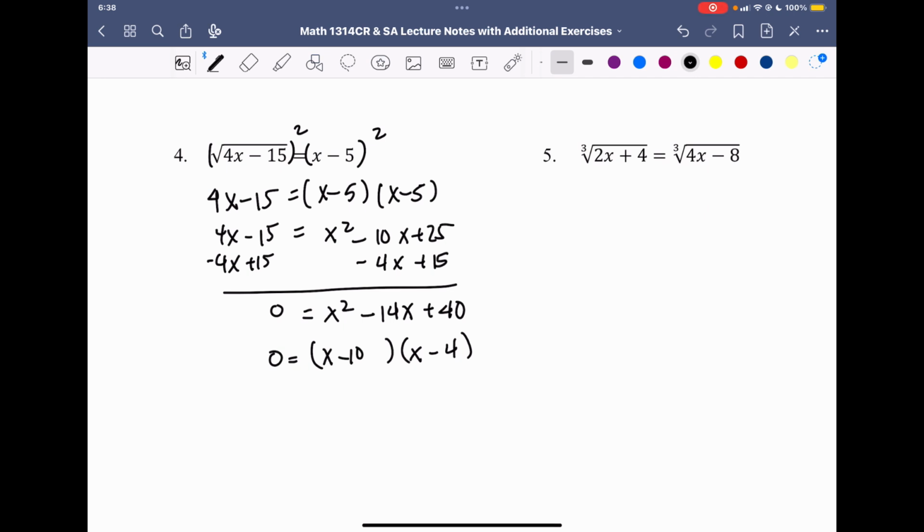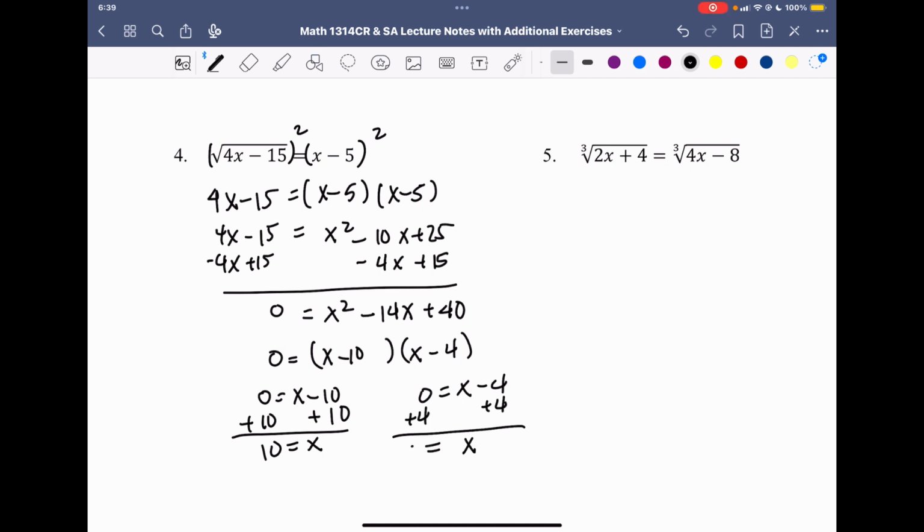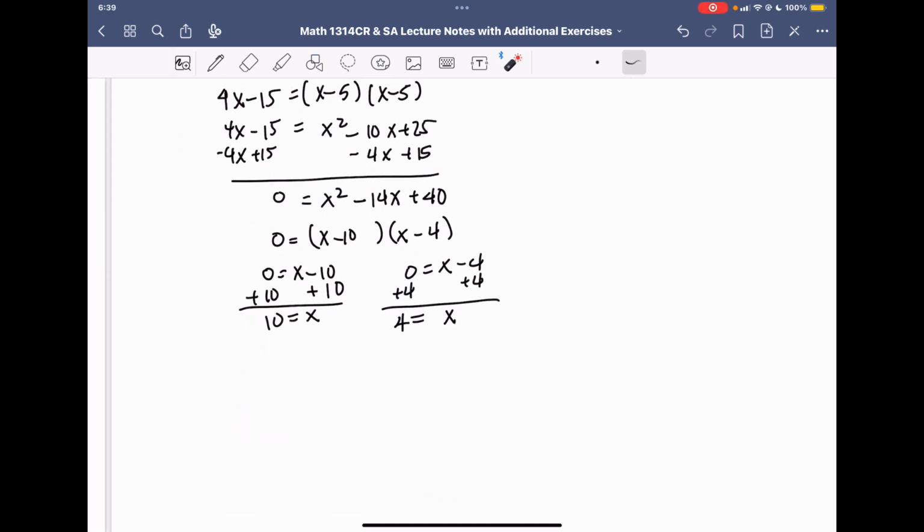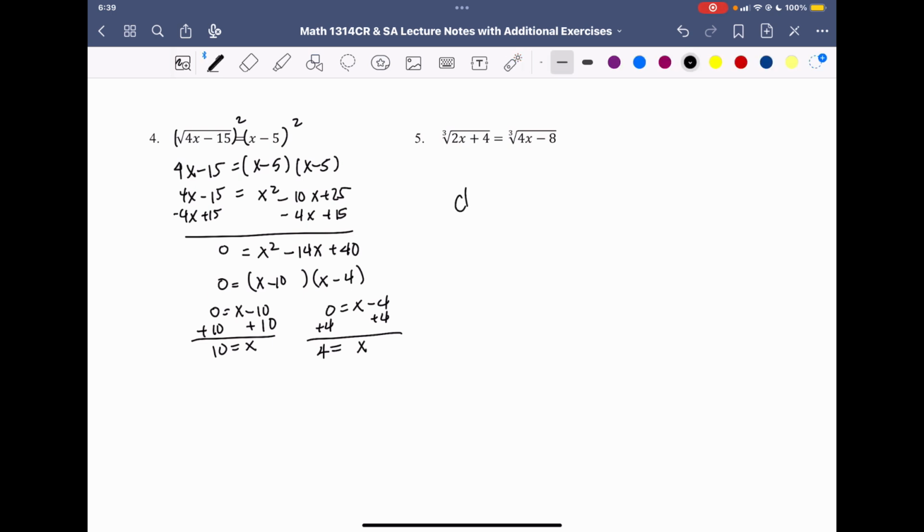So we need to check our solutions once we get an answer. So x minus 10 equals 0, plus 10 plus 10, x equals 10. x minus 4 equals 0, plus 4 plus 4, x equals 4. So once we check, and what I mean by checking, whatever this number is, you're putting it back here to see if the math is right. So if we check this, it's going to be x equals 10, x equals 4.